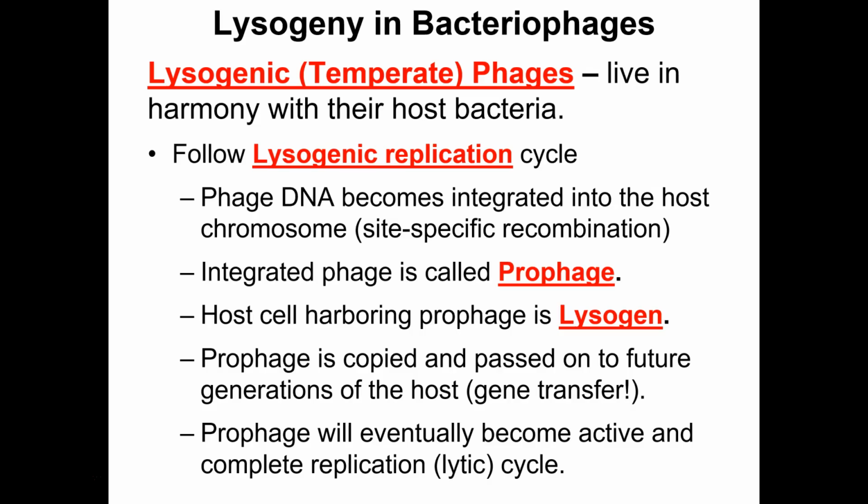Okay, so how does it do that? Through something called site-specific recombination. Kind of like we talked about recombination in Chapter 9, it does put itself into the chromosome. It recombines itself. Now, some terminology here. There is a term for a virus that has gone dormant. We call it a prophage.